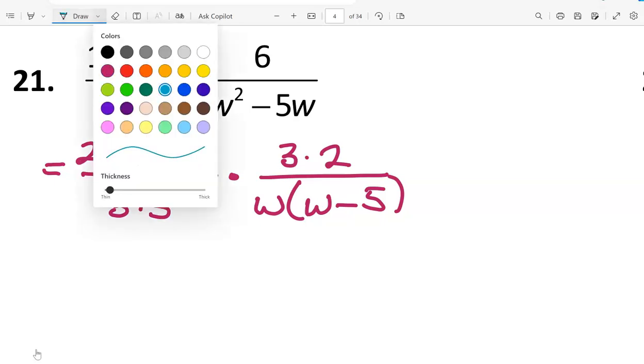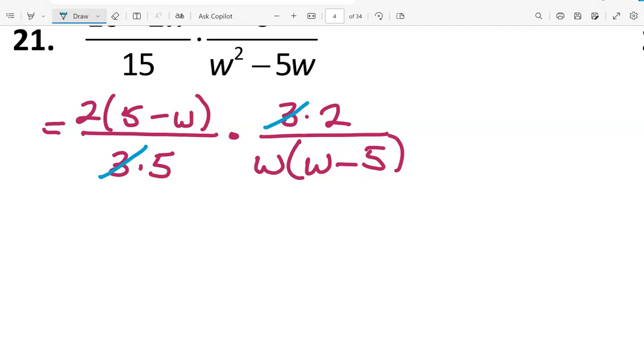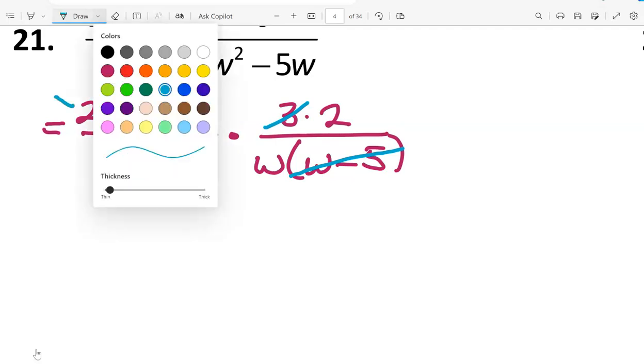Now we can cancel some common factors. We have common factors of 3 in the numerator and denominator. The 2's cannot cancel, they're both numerator factors, so they're not able to be divided out. And then we also have factors of 5 minus w and w minus 5, which are opposites. When we divide those, that leaves us with a negative 1.